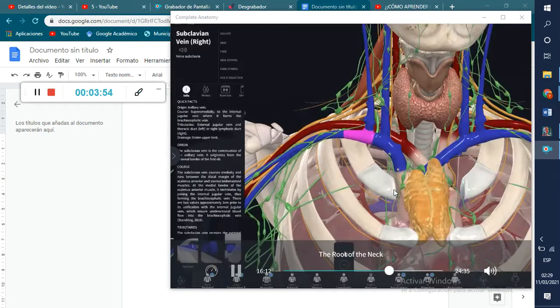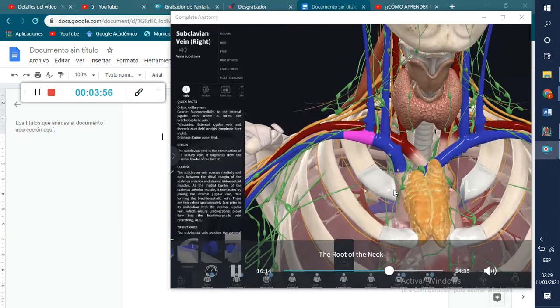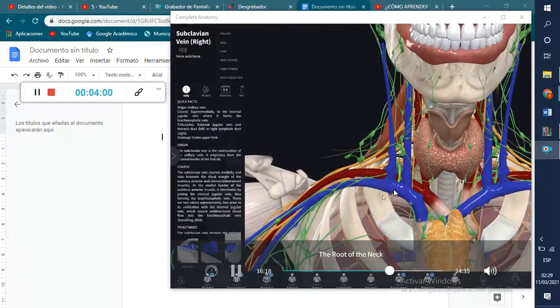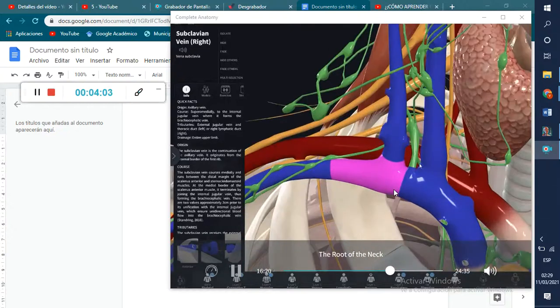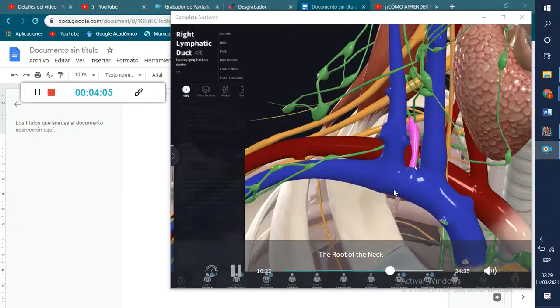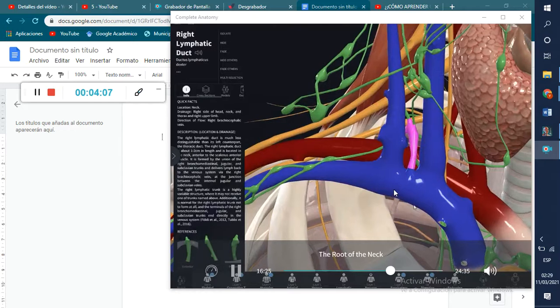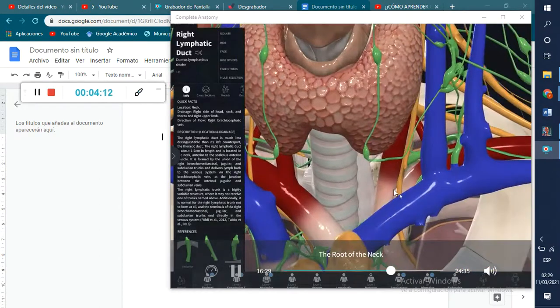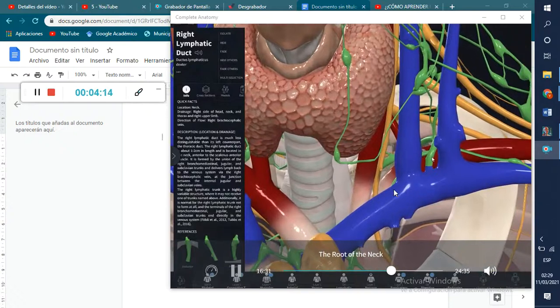So if I add in the lymphatics here, you can see it becomes instantly very, very busy. But what I'd like to point out are two important structures here which we can find joining the right and the left venous angles. On the right side, this is actually called the right lymphatic duct. And on the left side, it is actually called the thoracic duct, right?